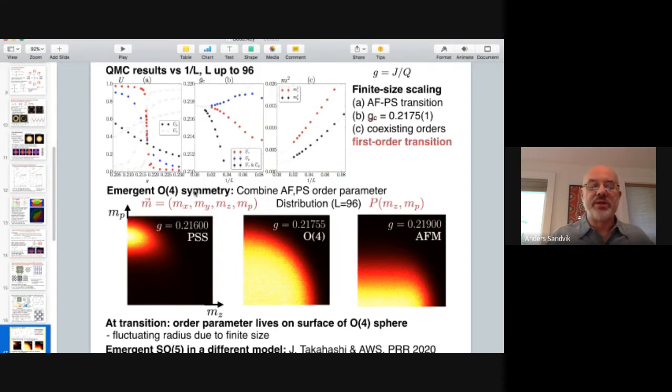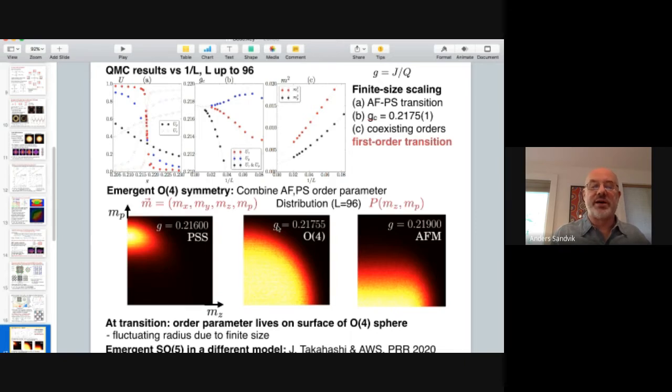Anyway, so we have this vector, and we can actually look at the distribution of one component of the antiferromagnetic order parameter and the plaquette order parameter. Then we can see as we go through the transition, exactly at the transition, it looks like a circular distribution. I just show a quarter of it here. And that, along with other things that I don't have time to talk about, actually demonstrates that there's an emergent O(4) symmetry at the phase transition.